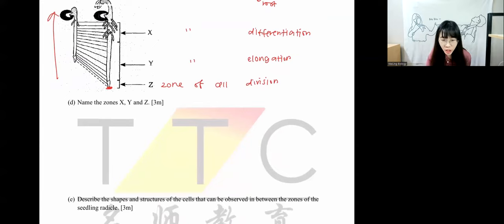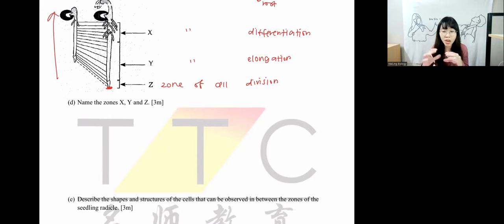E, describe the shape and structure of cell that can be observed in between the zone of seedling radicle. It means we have to explain what is the shape of the cell in cell division, elongation, or even differentiation. We will talk about division first. Division means that they have no vacuole, small cells, large nuclei, dense cytoplasm, thin cell wall. That is a characteristic during cell division.